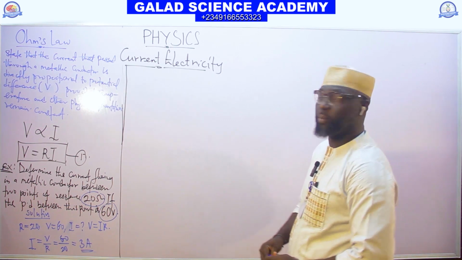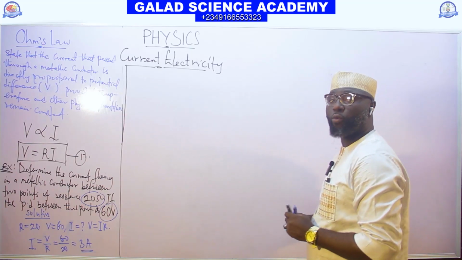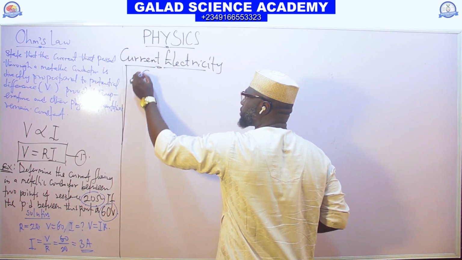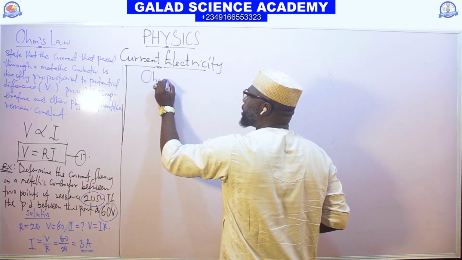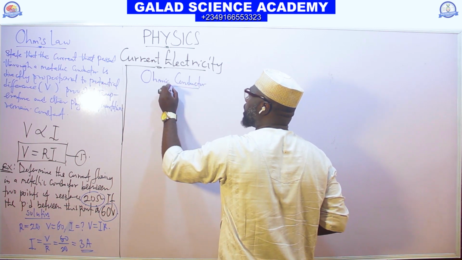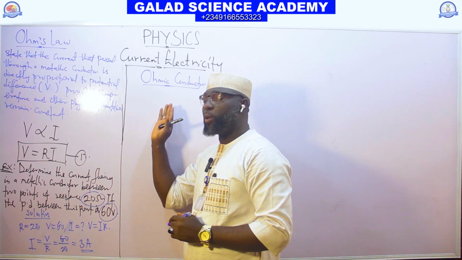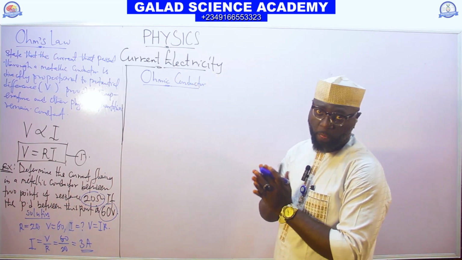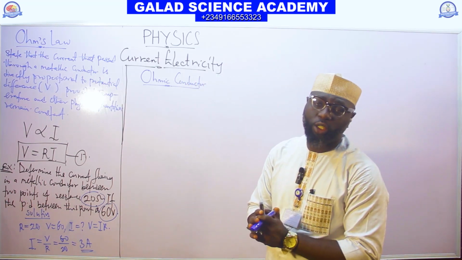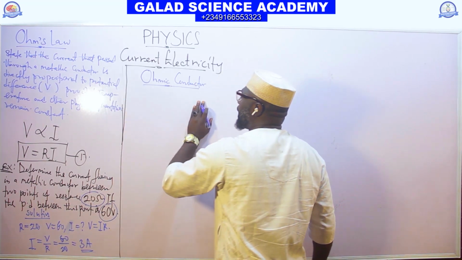So that is the simple arithmetic of Ohm's law. The next thing is what we call ohmic conductors and non-ohmic conductors. Conductors can be grouped into two: ohmic conductors and non-ohmic conductors. What are ohmic conductors? Any conductor that obeys Ohm's law is called an ohmic conductor.